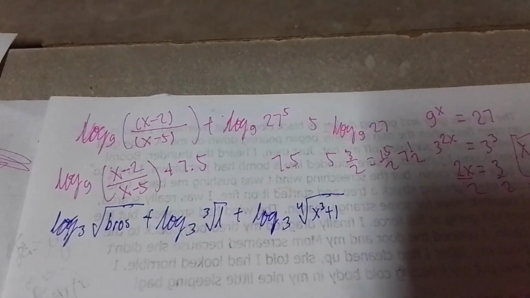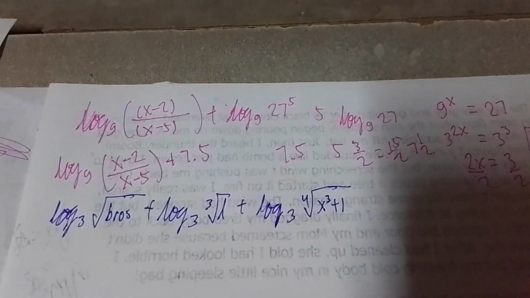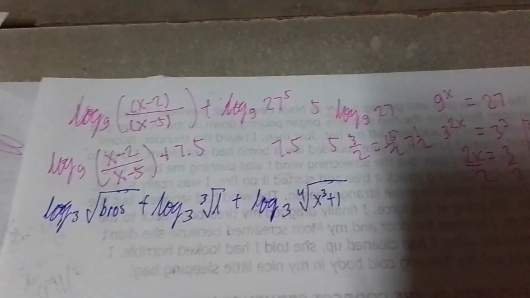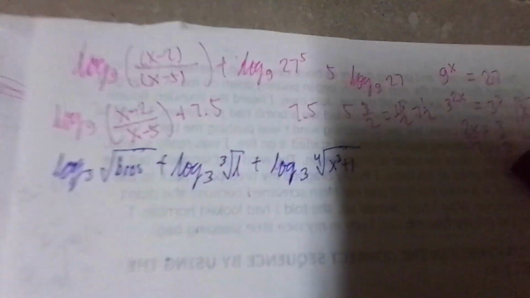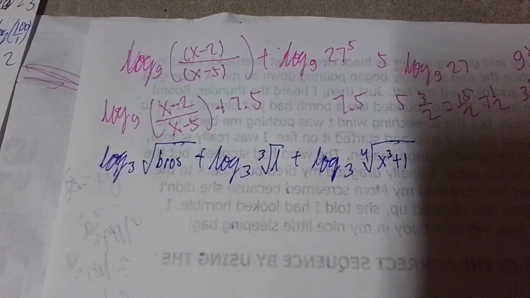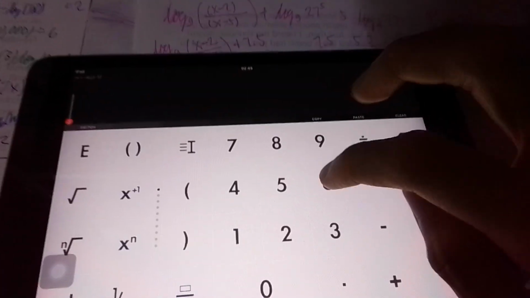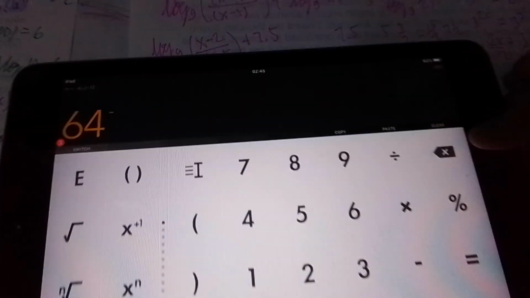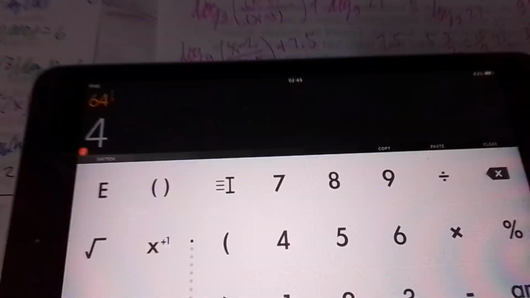But we need to do something about the roots, because we can't have roots in expanded logs. So, how do we do that? Remember what I told you in our laws of exponents? Roots can be translated into fractional exponents. For example, look at my calculator. Remember you have 64, and then you raise that to the 1/3 power. You get 4.